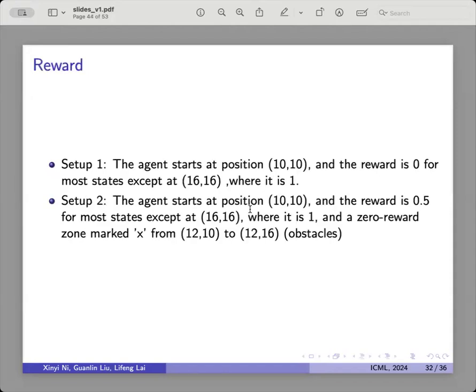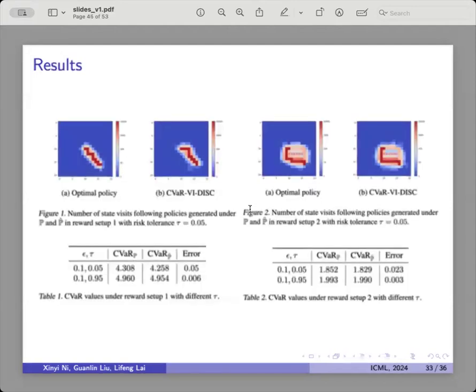And we also consider 2 different reward setups. The first reward setup is that the agent starts at position (10, 10) and the reward is 0 for most states except the destination (16, 16) where the reward is 1. And the second reward setup we use is that the reward is 0.5 for most states except at the destination where it is 1. And we mark a 0 reward zone as X from (12, 10) to (12, 16), which can be regarded as obstacles.